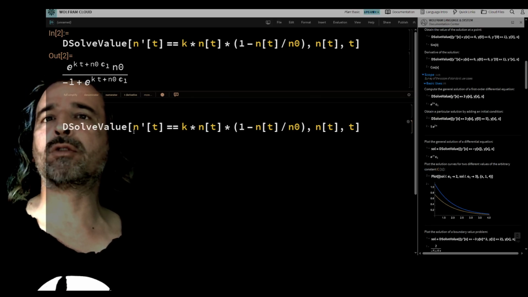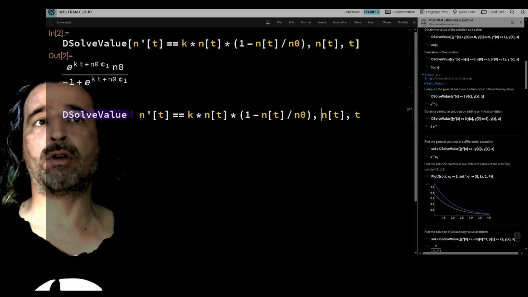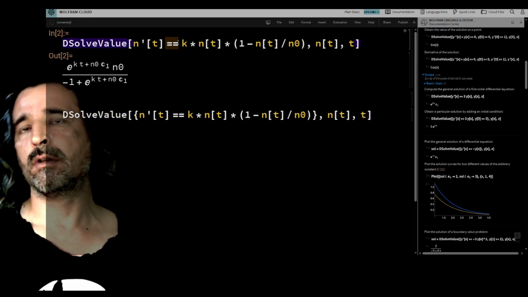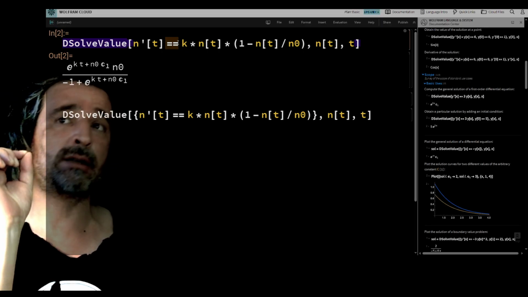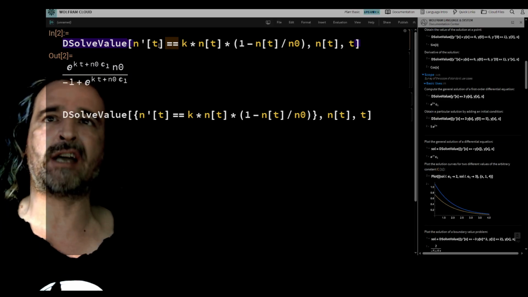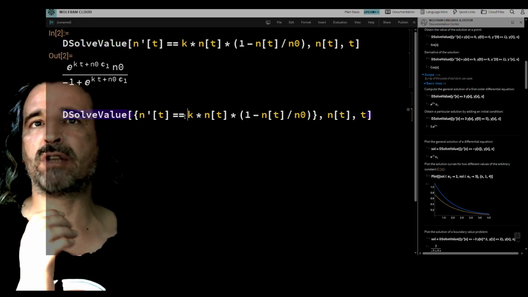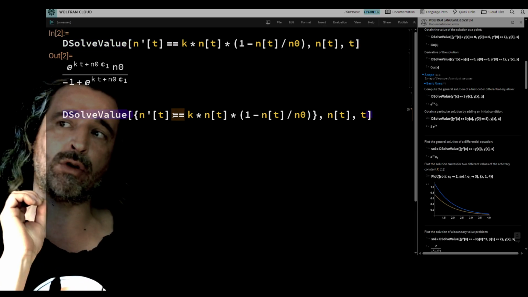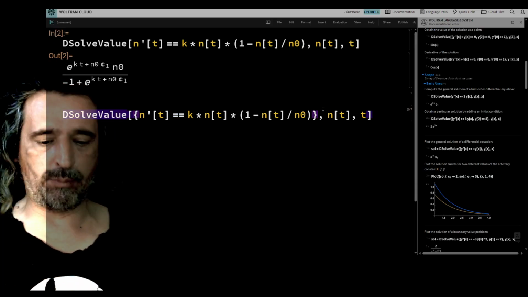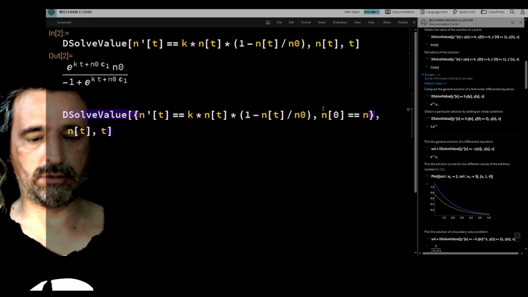So now we can do something else. We can put a symbolic, so this is what we call a symbolic solver. By the way, notice the two equal signs in the equation. That means conditional equality. It means that equality is only satisfied by the solution of the equation that you are trying to solve. So it's telling you that the equality is going to be conditionally satisfied by your solution. In this case, I'm going to put N of 0 equal, again, N naught.